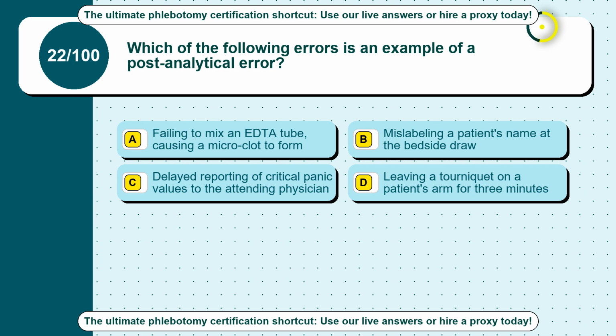Option B, mislabeling a patient's name at the bedside drawer. Option C, delayed reporting of critical panic values to the attending physician. Option D, leaving a tourniquet on a patient's arm for 3 minutes.